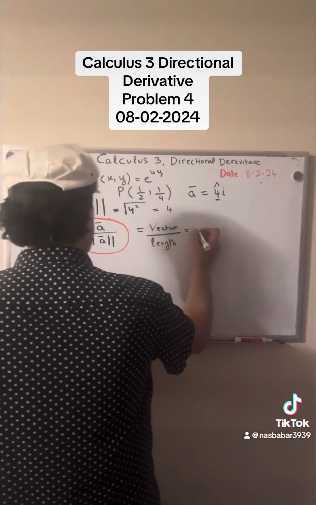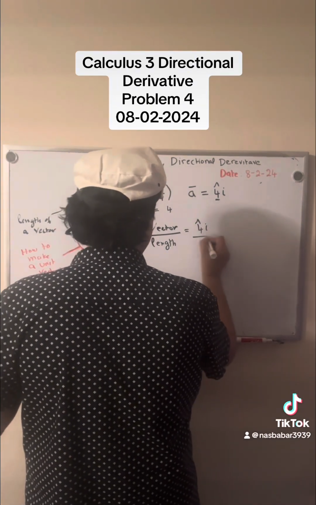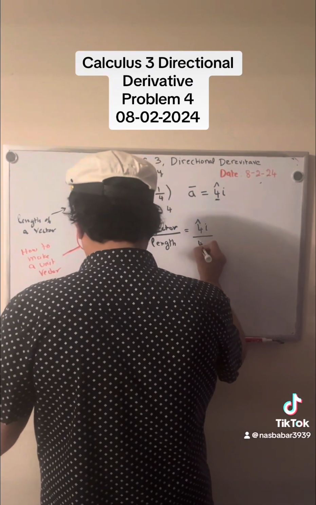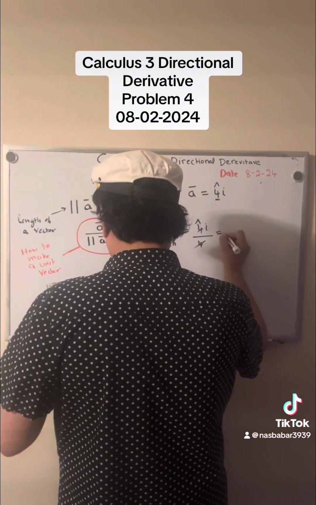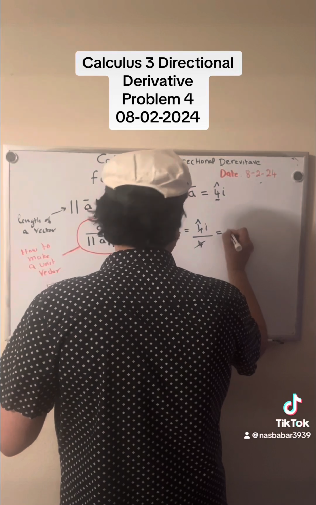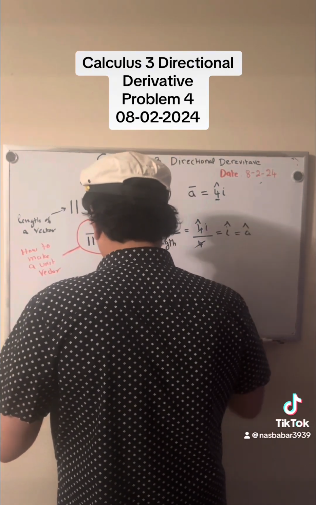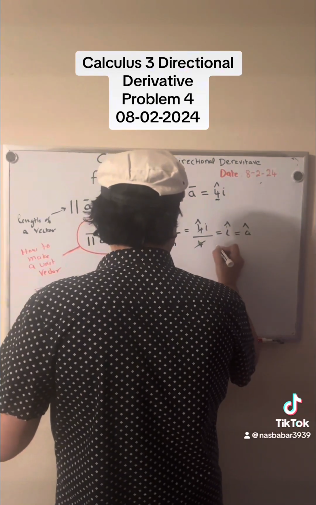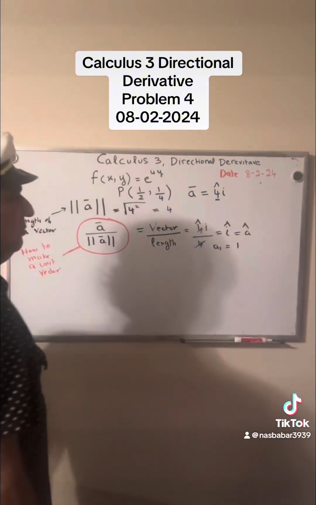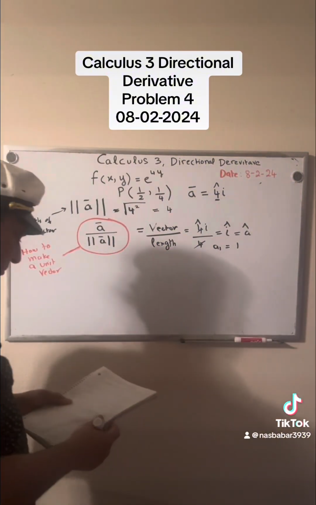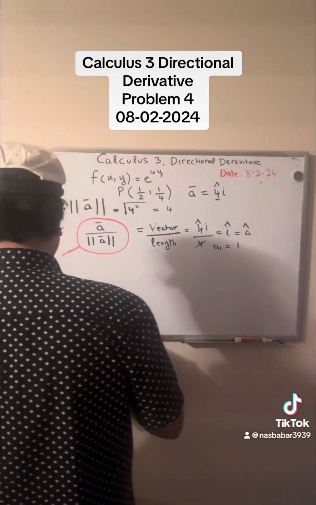So that is equal to 4 hat I, this is my vector, divided by length, which I just calculated. So this 4 and 4 cancel. So then what we do is that we have I hat is equal to A hat. Okay. So then we can say our A1 is equal to just 1. So now we made it a unit vector. Okay. Now let's go ahead and calculate the partial derivative.